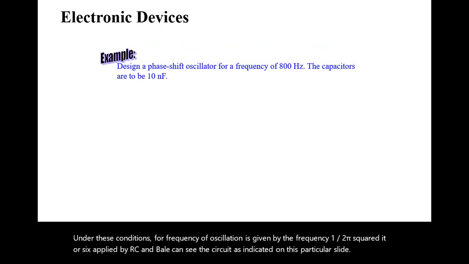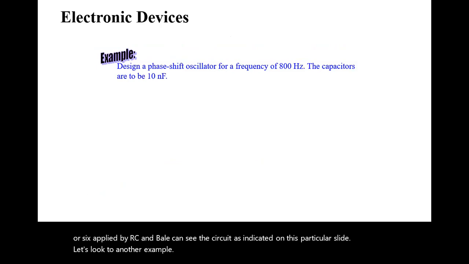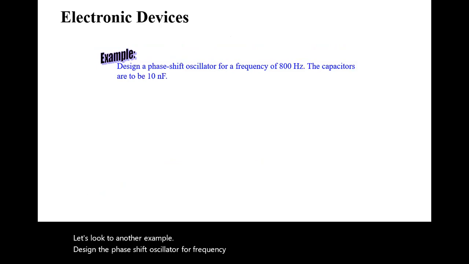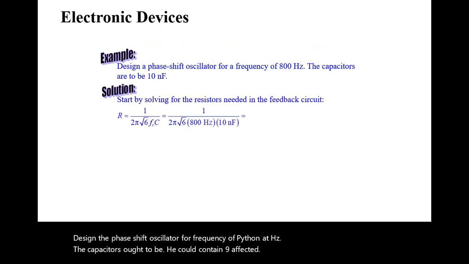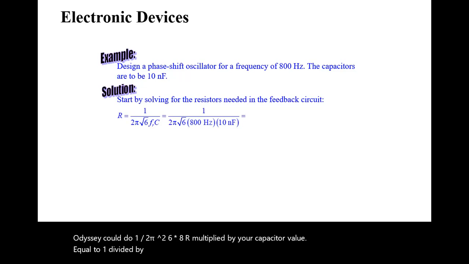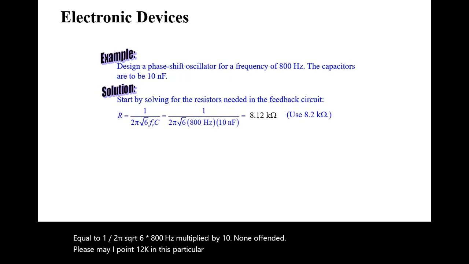Let's look at another example. Design a phase shift oscillator for a frequency of 800 Hz. The capacitors are to be equal to 10 nanofarad. Start by solving the resistor needed in the feedback circuit. R is equal to 1 divided by 2 pi square root 6 multiplied by FR multiplied by your capacitor value. That's equal to 1 divided by 2 pi square root of 6 multiplied by 800 Hz multiplied by 10 nanofarad. Gives me 8.12 kilo ohm. In this particular case, I'm going to use the nearest available value of 8.2 kilo ohm.